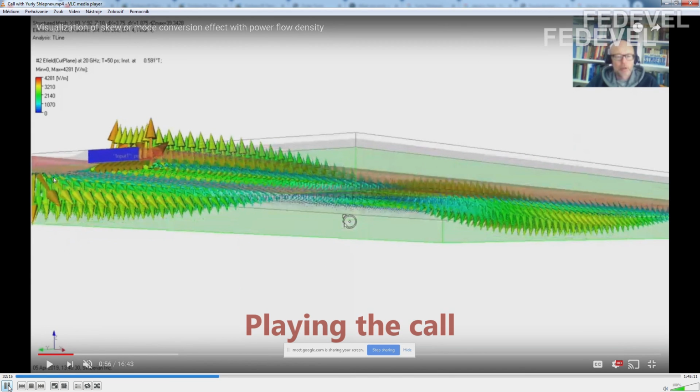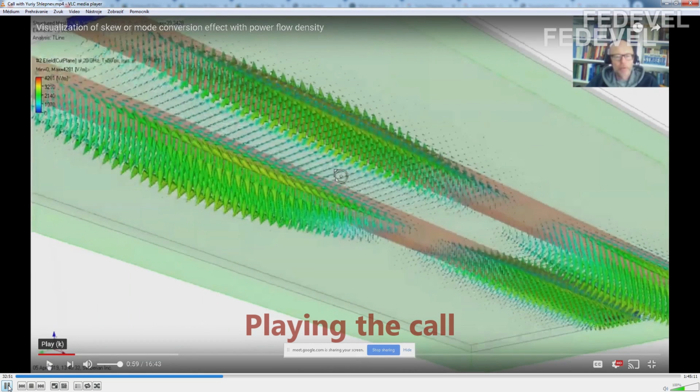You can see plus and minus. Yeah, here are the directions. Yes, every arrow corresponds to a direction, and you see the scale here is in volts per meter. Right here on the left side, 4,281 volts per meter. This is when we launch a 1 volt 100 ohm signal into this trace. That's what the strength of the electric field is. So that corresponds to a 1 volt signal, approximately. This is computed right below the traces.